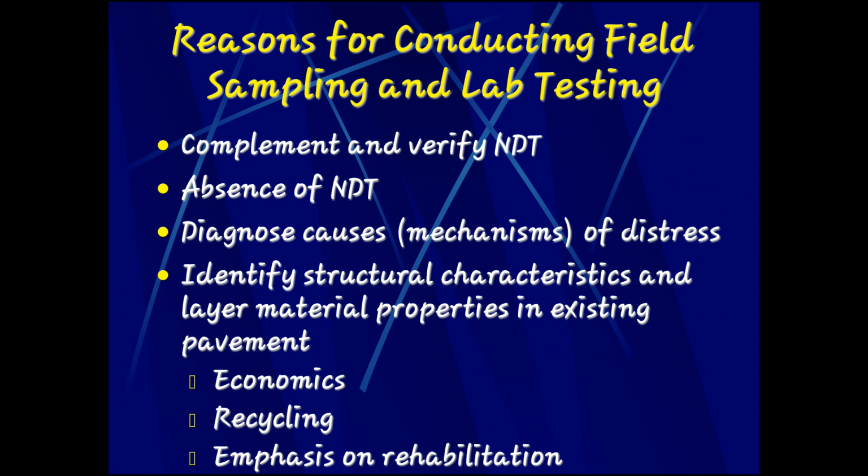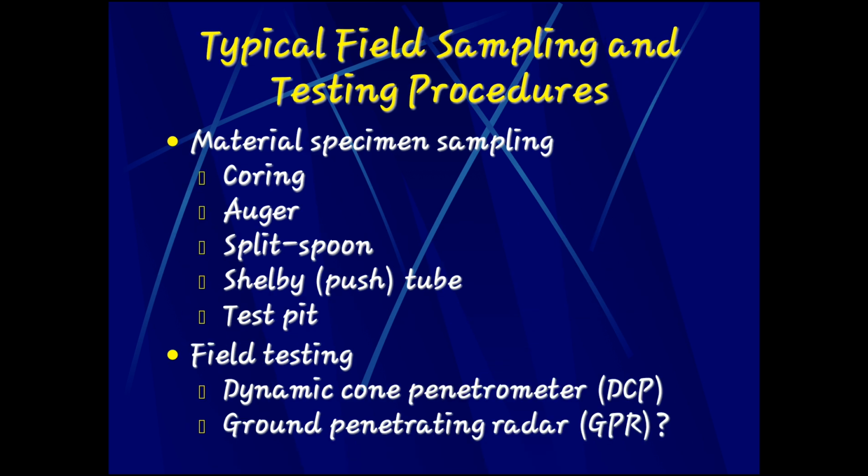Reasons for conducting field sampling and lab testing. So here are the reasons for conducting field sampling and lab testing. First is to complement and verify NDT. Next is absence of NDT, diagnose causes and mechanisms of distress, identify structural characteristics and layer material properties in existing pavement, economics, recycling, emphasis on rehabilitation.